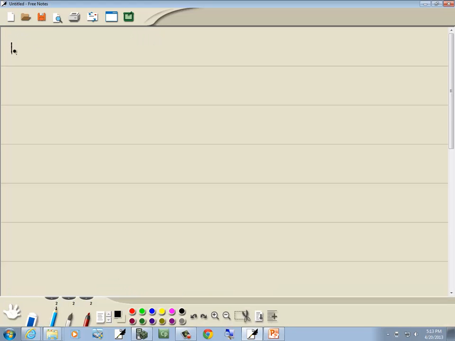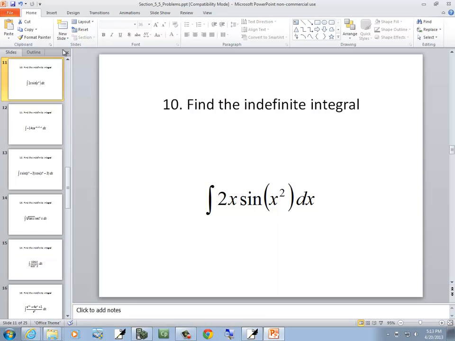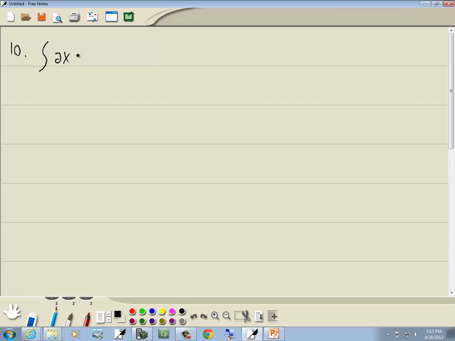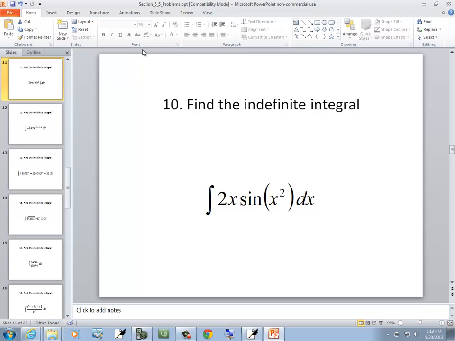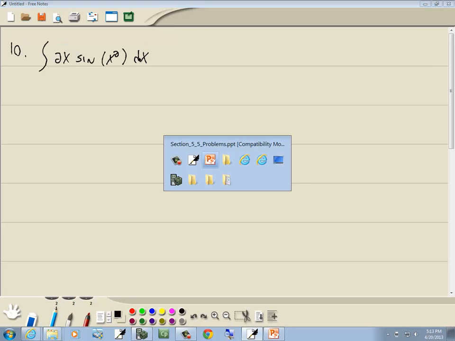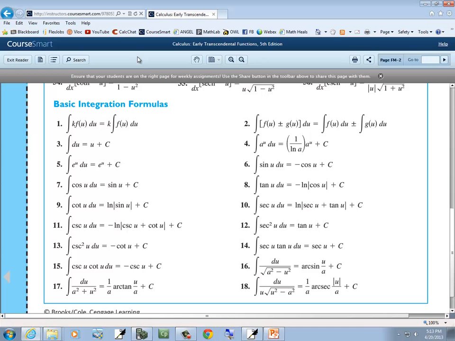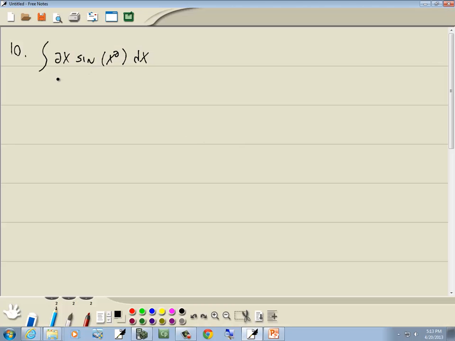Number 10. Got the integral of 2x sine of x squared dx. Now our formulas. If I come down here looking for the one with sine, here's sine, says sine u. That tells us we set what follows sine equal to u. So we're going to set u is equal to x squared.